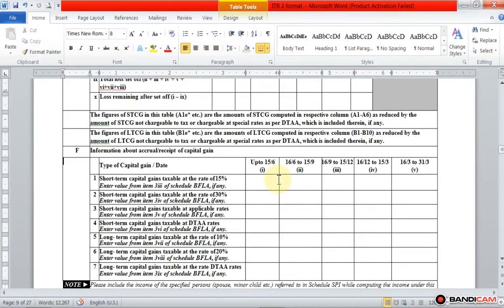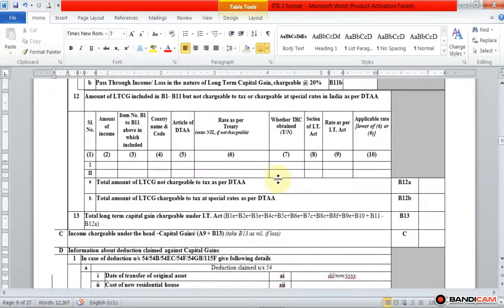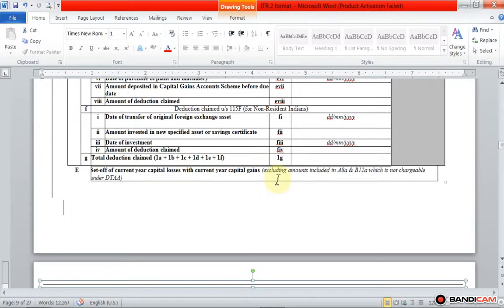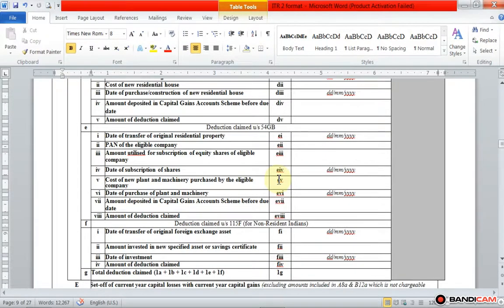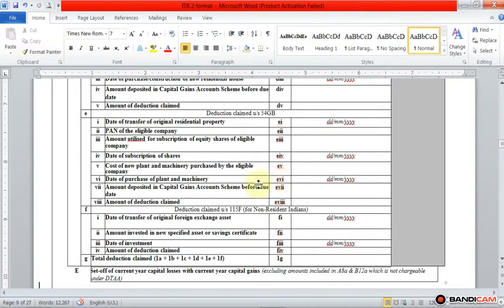Okay, then here information relating to the part D, that is deduction information relating to the deduction claimed under section 54B, 54EC, 54F. Okay, so here the necessary deduction information is furnished by the SEC in this column or in this page.